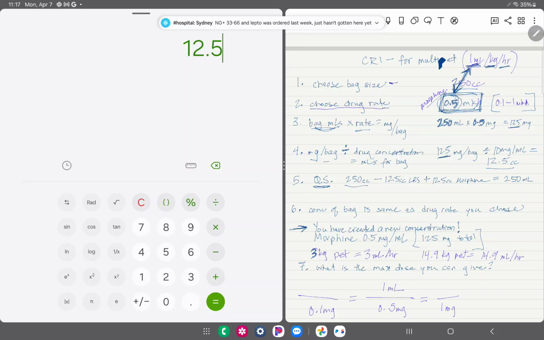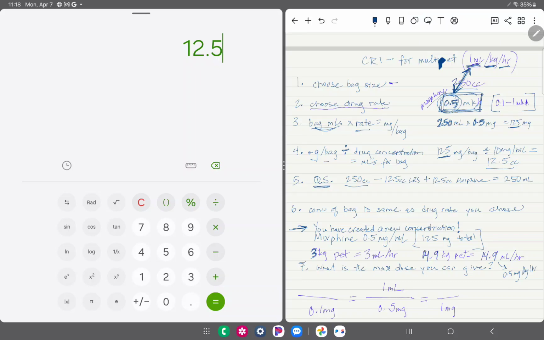So that's great, 0.5 mg. So if he's a 14.9 kg animal, you're going to run the whole thing at 14.9 mL per hour. And that means he's still getting 0.5 mg per kg per hour.